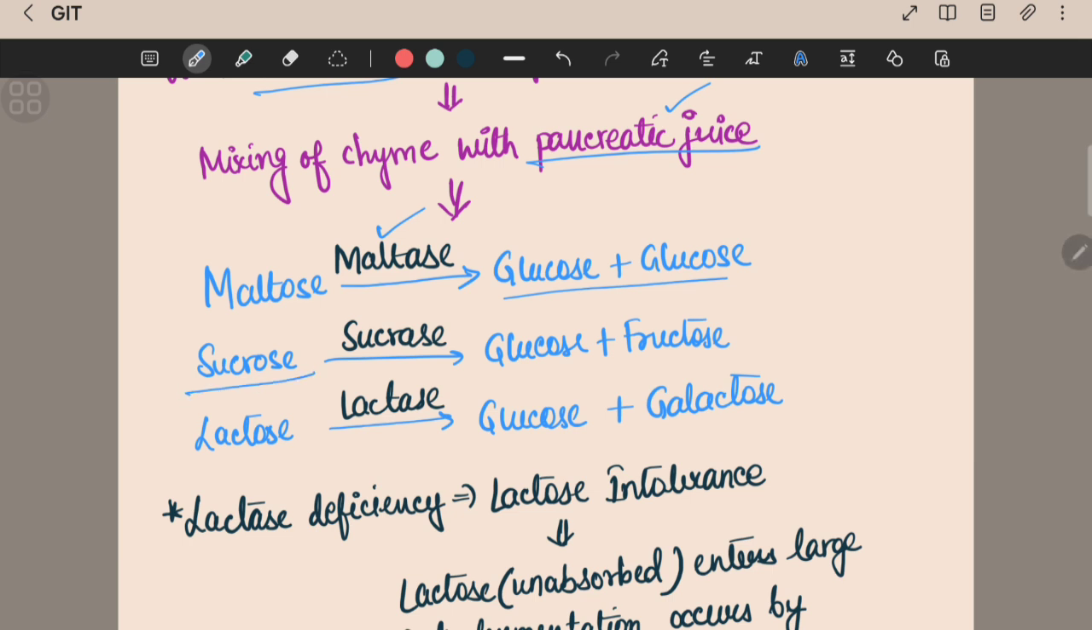Then we have sucrose. Sucrose, that sugar, mainly we are consuming sucrose, that is digested by the sucrase enzyme into glucose and fructose, and lactose from milk is digested by lactase into glucose and galactose. So these are basically the simplest sugars. Glucose, galactose, fructose, these are the simplest sugars. So our body tries to convert everything into the simplest form so that there is easy absorption. Okay, so this must be clear.